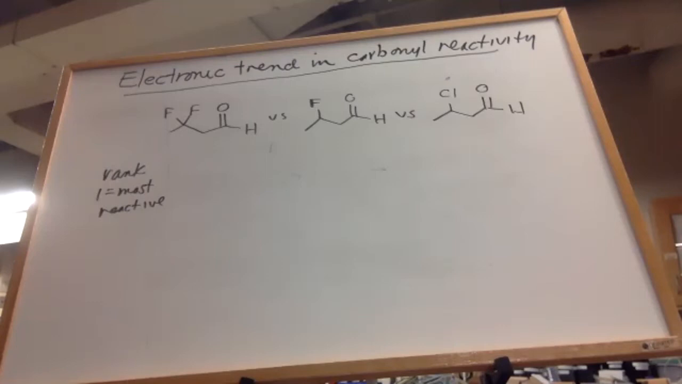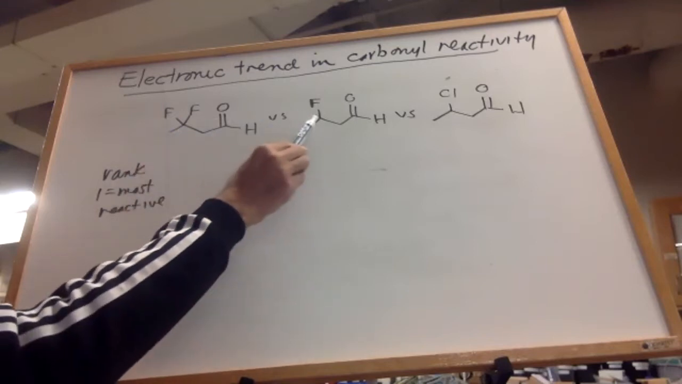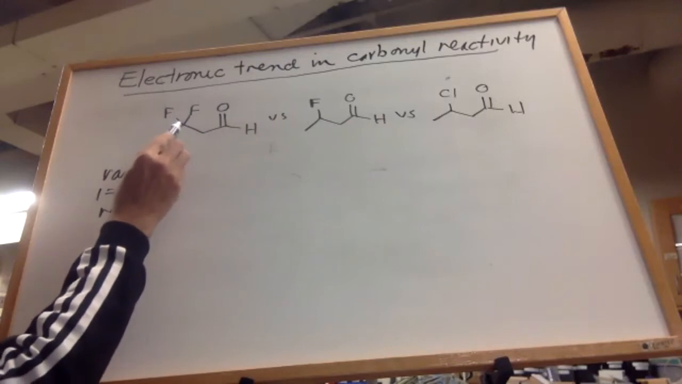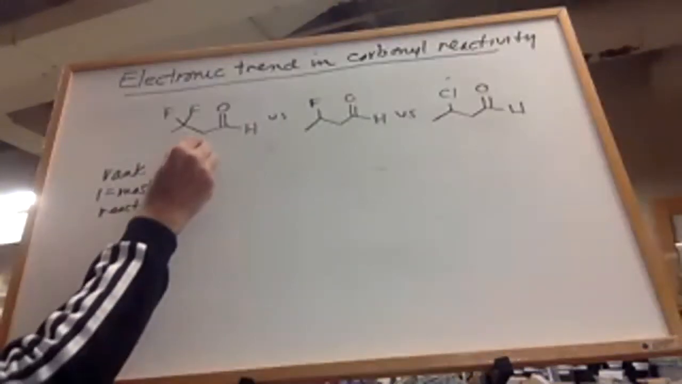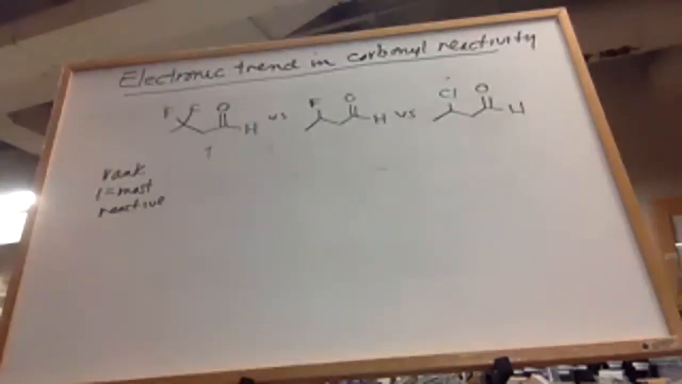The one on the most left is the most reactive. Halogens, fluorine, chlorine, bromine, and iodine, they are all electron withdrawing, and they are going to make the carbonyl more reactive. This guy has 2 fluorines, this one only 1, and this one has a chlorine. So this one is going to be the most reactive one. Between these two, who's going to be more reactive? Wouldn't it be chlorine?